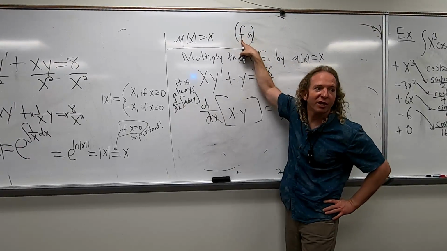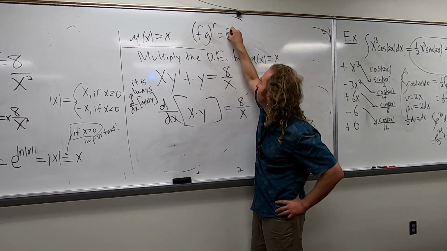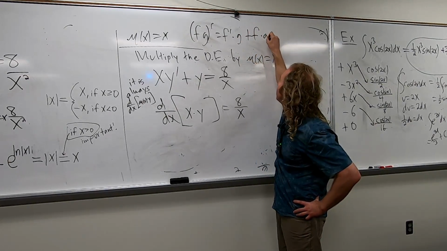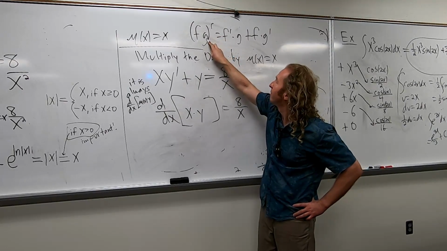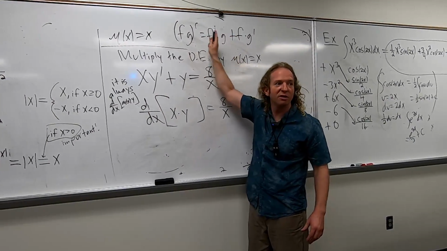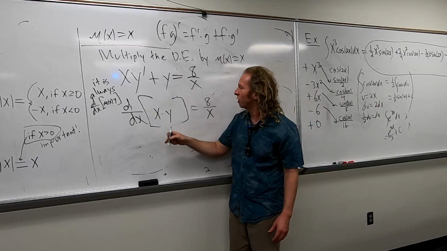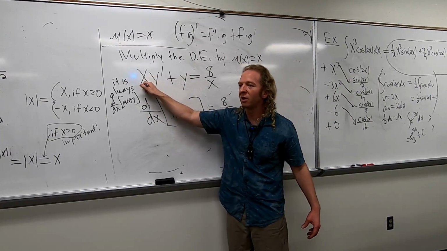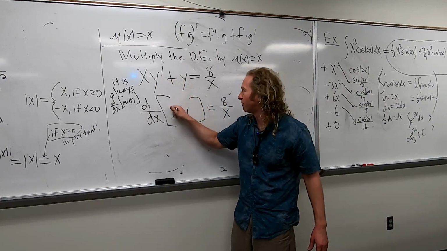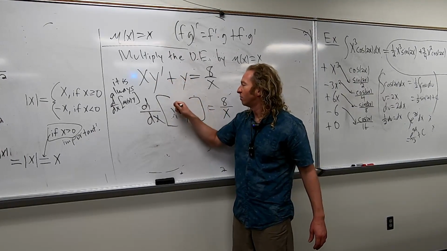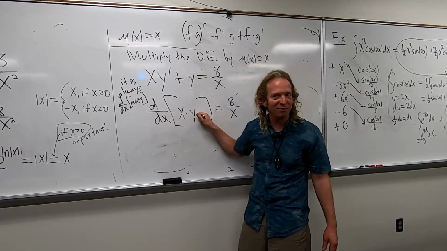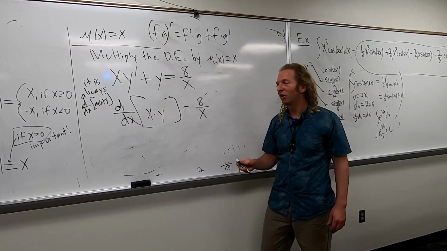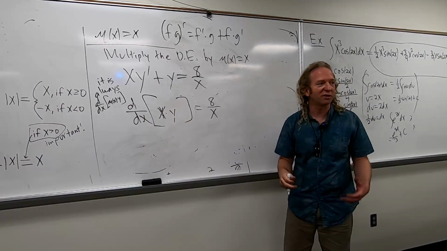I'll refresh your memory. This is how I do it. I think of it as first and second, okay? So it's the derivative of the first times the second plus the first times the derivative of the second. So here's the derivative of the first, which is 1, times the second, plus the first times the derivative of the second. Does everyone see the product rule? It'll always work. So you can check your work on the test, and this will always happen.